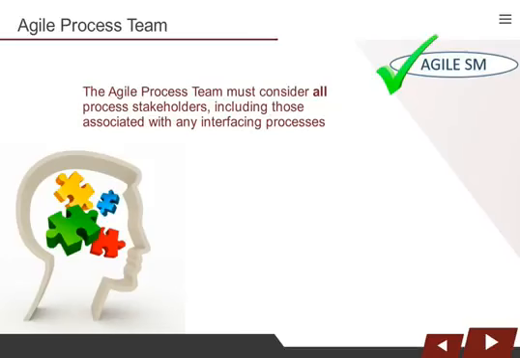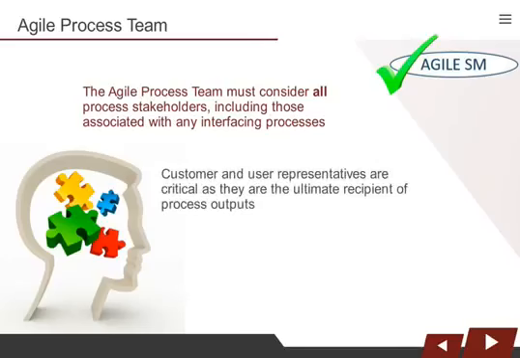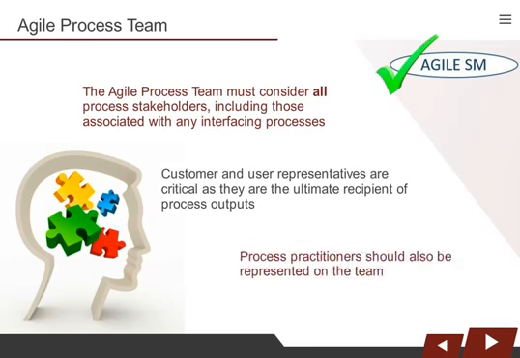The Agile Process Team must consider all process stakeholders, including those associated with any interfacing processes. For example, the team working on an increment of the change management process might need representation from the release management process. Customer and user representatives are critical as they are the ultimate recipient of process outputs. Their requirements must be understood and their feedback considered. Process practitioners should also be represented on the team. These are the staff who will be working with the process once it's implemented.